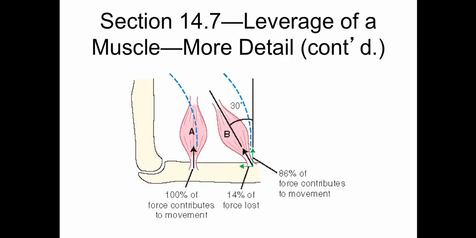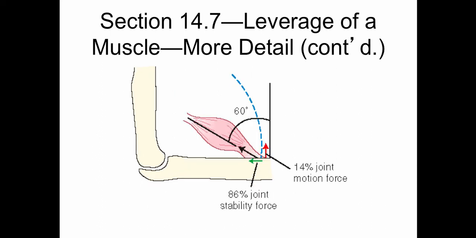Simple trigonometry can figure out what percentage of a muscle's pulling force contributes to the motion that is occurring. Whatever portion of a muscle's line of pull does not contribute to motion at the joint, instead contributes to stability of the joint by pulling the bone along its axis into the joint. In this illustration, the 86% of the muscle's pulling force that is lost due to motion is valuable because it adds to the stability of the joint, protecting the joint from injury.